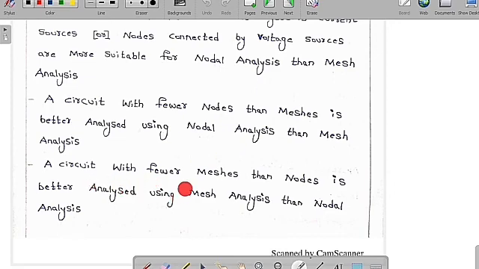Similarly, a circuit with fewer meshes than nodes is better analyzed using mesh analysis rather than nodal analysis. If a circuit has fewer meshes, it means fewer equations with mesh analysis. If there are more nodes, it means more equations with nodal analysis, so mesh analysis is preferred over nodal analysis if the number of meshes is lesser than the number of nodes.